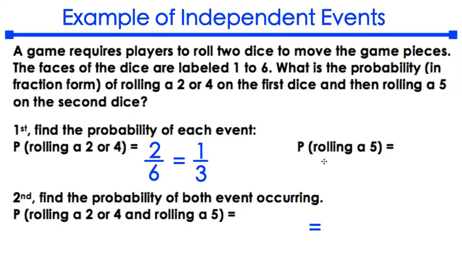Next, event B, rolling a 5. Again, a dice only has 6 sides. Out of those 6 sides, there's only one side that has a 5. So now, in order to find the probability of rolling a 2 or a 4 on the first dice and then rolling a 5 on the second dice, is simply the product of both fractions. Your product is 1/18.